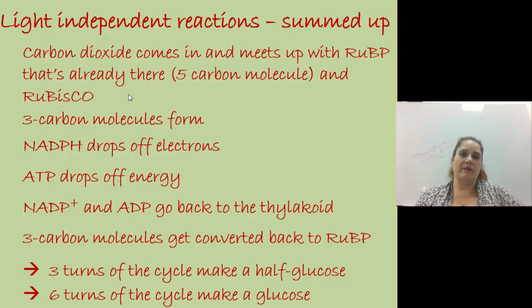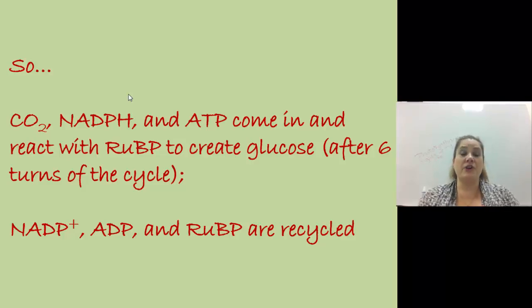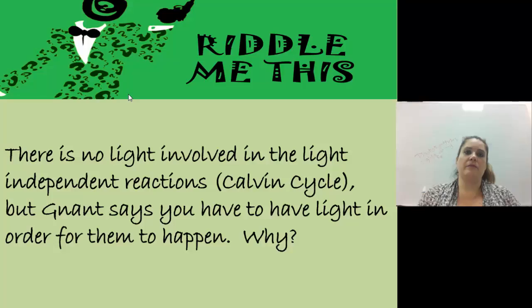So carbon dioxide, carbon dioxide, carbon dioxide, carbon dioxide, carbon dioxide, carbon dioxide. Now you've got a glucose. So carbon dioxide, NADPH, and ATP come in. They react with RuBP to create glucose after 6 turns of the cycle. NADP plus and ADP and RuBP get recycled.